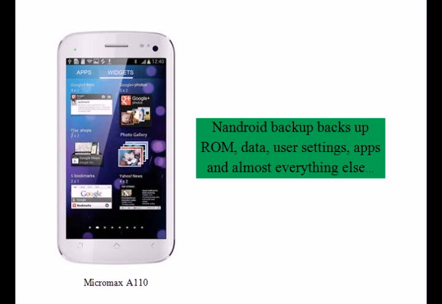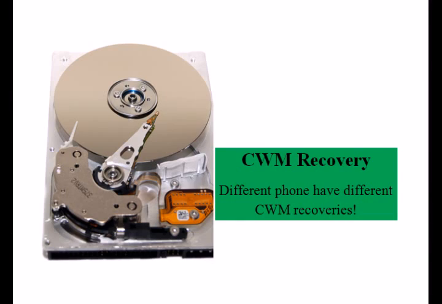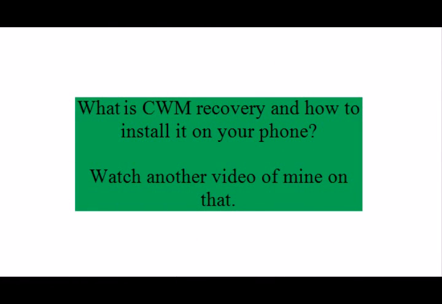Now, before I demonstrate how to take a Nandroid backup, which believe me is very easy, you need to have CWM Recovery installed on your phone. What is CWM Recovery and how do we install it on our phone? I have made another video for that. If your phone does not have CWM Recovery, please click on the link on your screen now to watch that video first. Once CWM Recovery is installed on your phone, you can move on to take a Nandroid backup.